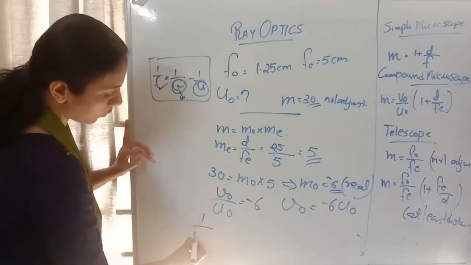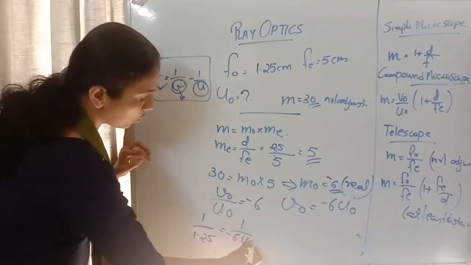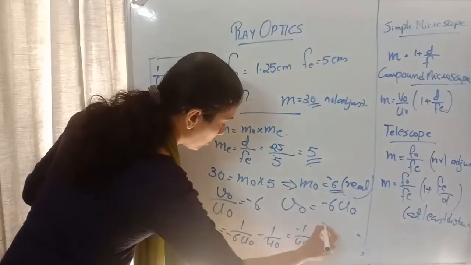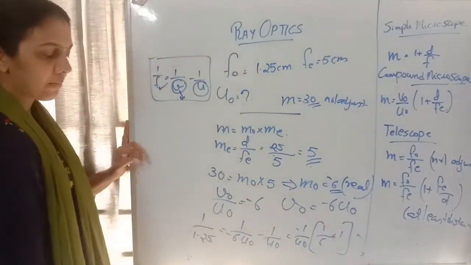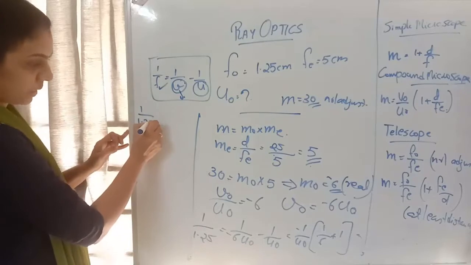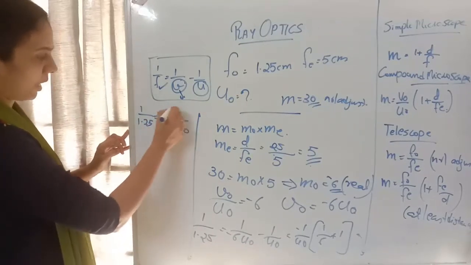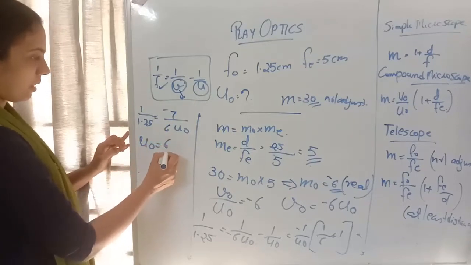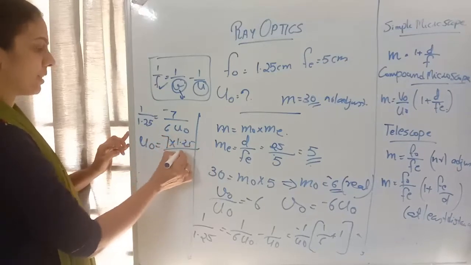1 by FO, 1 by 1.25 equals 1 by minus 6 UO minus 1 by UO. So we can take minus 1 by UO outside. 1 by 6 plus 1, that is 7 by 6 we will get. The rest of the things 1 by 1.25, that is equal to 7 by 6 UO minus. So UO equals 7 into 1.25 divided by 6.